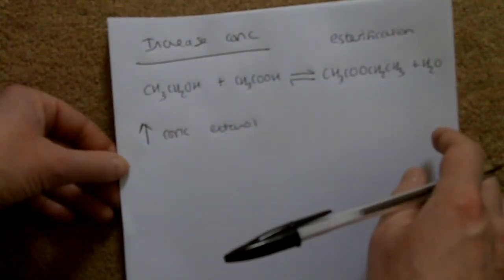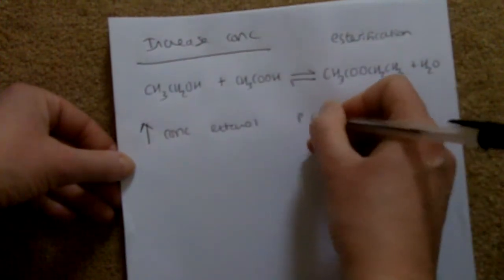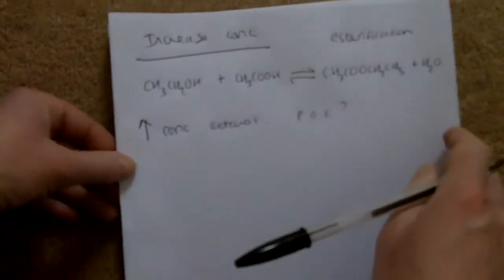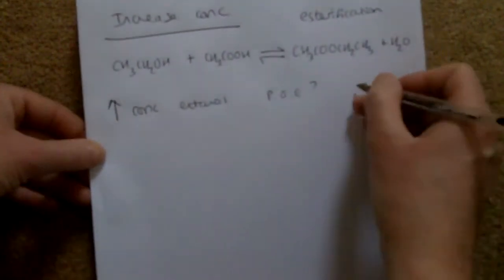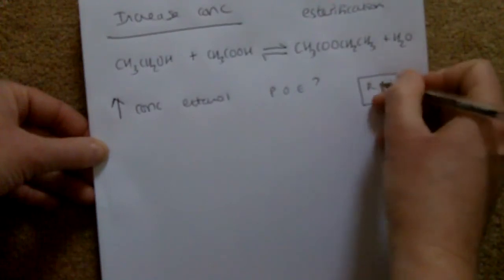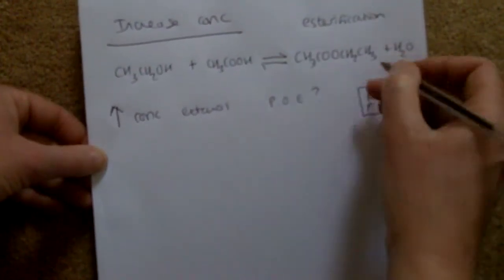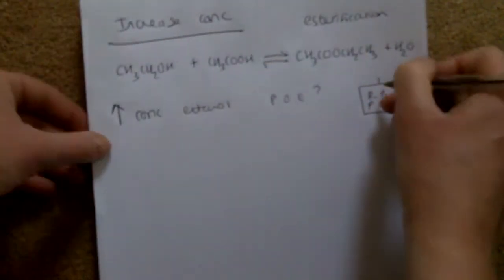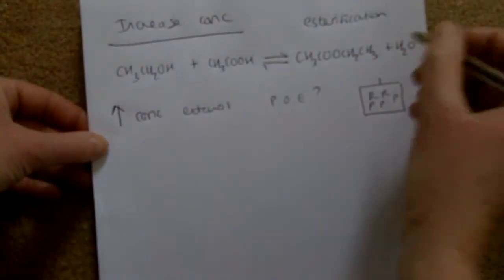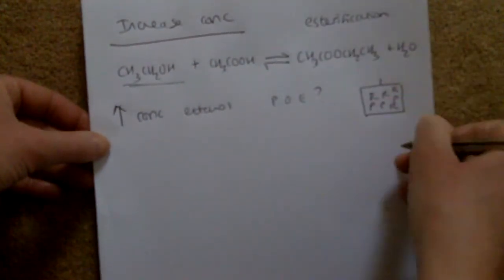What is going to happen to the position of equilibrium? Right, so we've got a container, and all these chemicals are in the container, reactants and products, all in the container. We're going to take the lid off the container and put more reactant in.